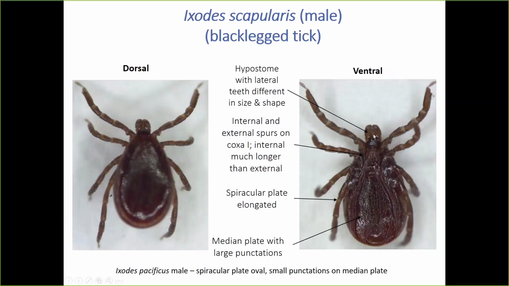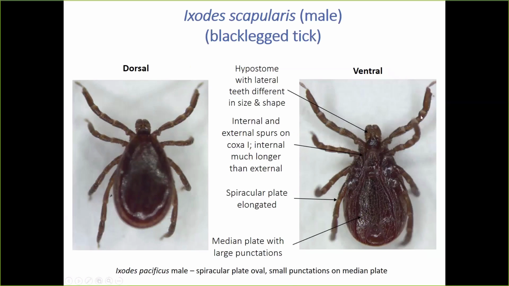When you want to differentiate them, these guys are like they need dental work. Their teeth are horrible. The dentition here is different sizes, and the crenations on their hypostome are quite dramatic. So they look like they got bad teeth. They have this very elongated internal spur. And on this median plate here, they get large punctations present on that median plate.